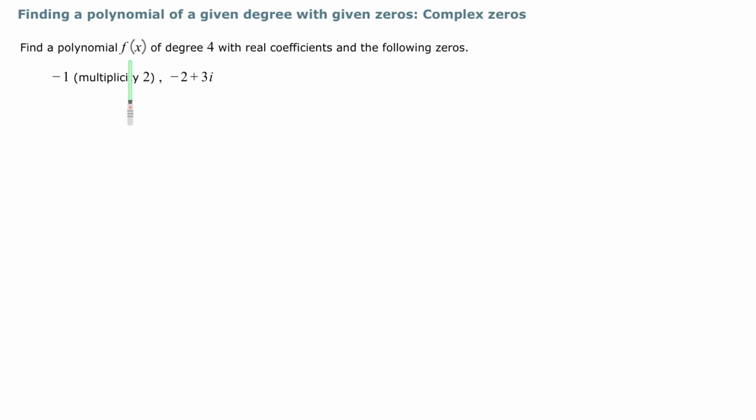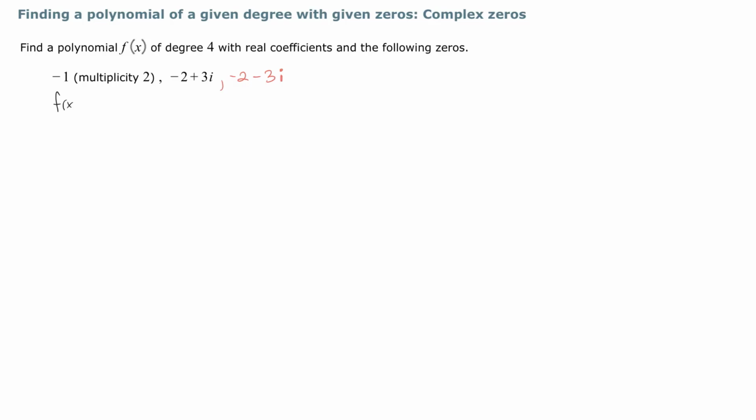Find a polynomial f of x of degree 4 with real coefficients and the following zeros. You have one zero, negative 1, which has multiplicity of 2. You have another zero, negative 2 plus 3i. The last zero here is a complex zero, and we know that complex zeros of a polynomial come in conjugate pairs, so we certainly know the other zero as well. It's negative 2 minus 3i. That is the conjugate of negative 2 plus 3i. We need to find f of x. Well, we actually have all four zeros. The only thing left to do is to multiply everything.